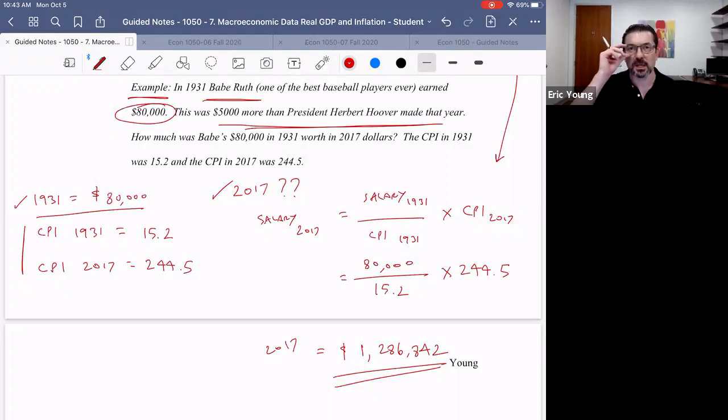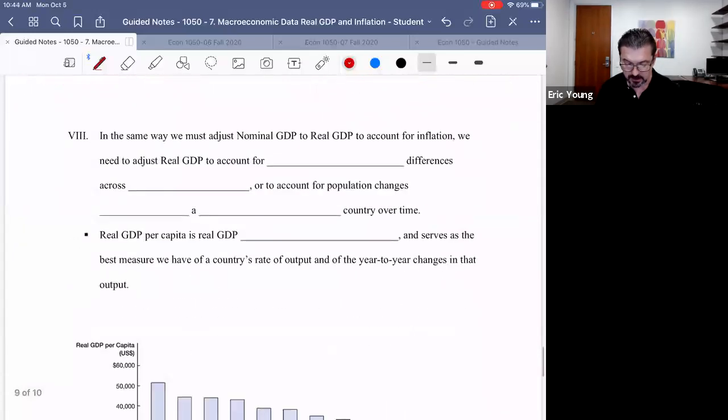I know it's confusing, but once you practice with them, it allows you to make really important comparisons, not just between different people today, but also across time. Okay, that's the adjustment from nominal GDP to real GDP. Finally, we need one more adjustment, and we're going to call it a day.